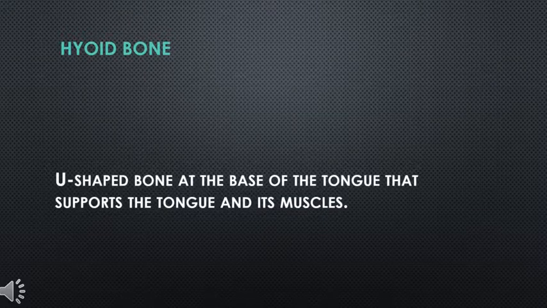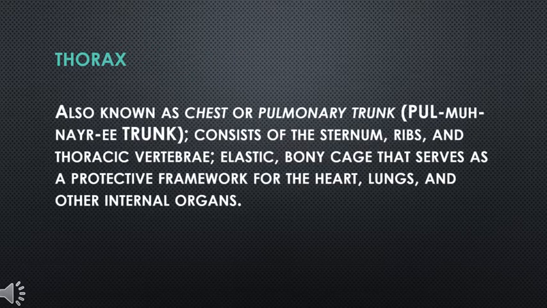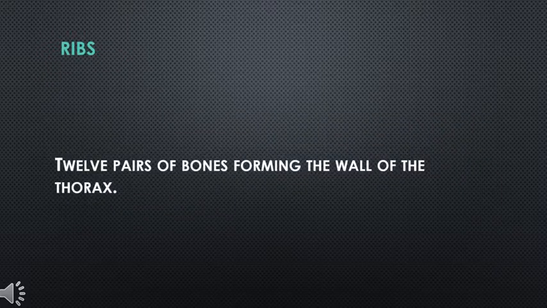Hyoid bone. U-shaped bone at the base of the tongue that supports the tongue and its muscles. Cervical vertebrae. The 7 bones of the top part of the vertebral column, located in the neck region. Thorax. Also known as chest or pulmonary trunk, consists of the sternum, ribs, and thoracic vertebrae. Ribs. 12 pairs of bones forming the wall of the thorax.